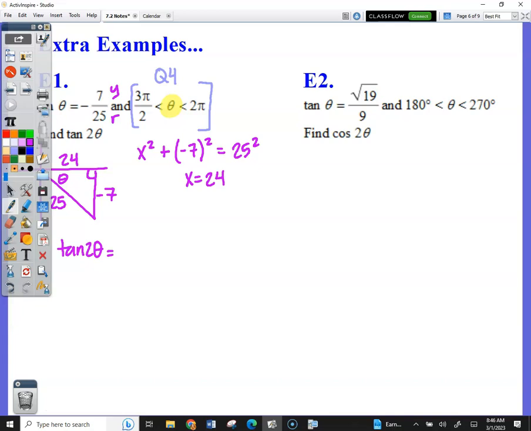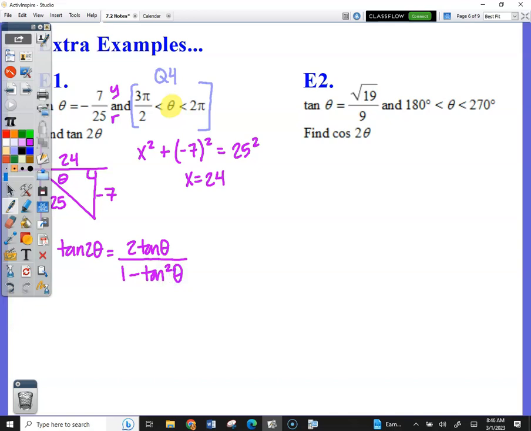So you go to your formula sheet. Pretty much every single question involves looking at your formula sheet, because I'm not expecting you to memorize these formulas. Pull the double angle formula for tan. There's only one. Now you know how to plug it in.